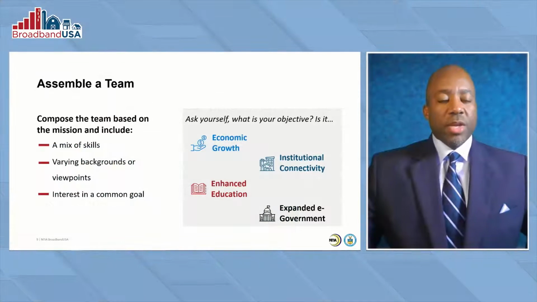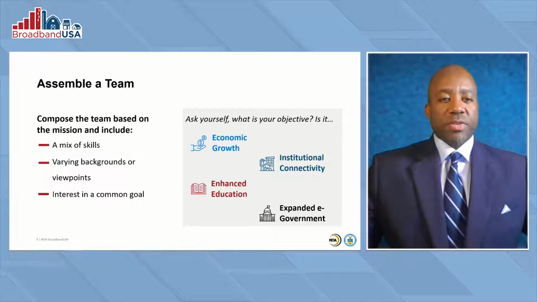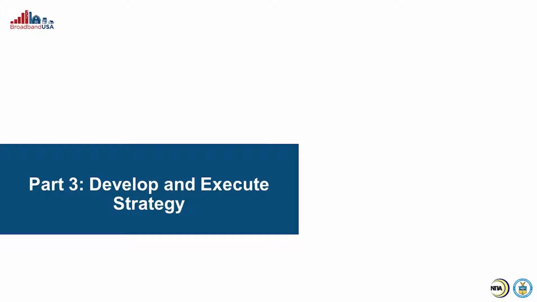When assembling a team, you want to compose the team based on the mission of the project, and you also want to include a mix of skills, varying backgrounds or viewpoints, and an interest in achieving a common goal. And so you want to ask yourself, what is the objective, right? We talked about this in previous modules, right? Some communities will focus purely on economic growth. Some will look to enhance educational opportunities, both in K through 12 and the higher education institutions. Some would just like to expand institutional connectivity to their schools, to the hospitals, to the libraries, to the government buildings and government service. Some will just want expanded e-government services.